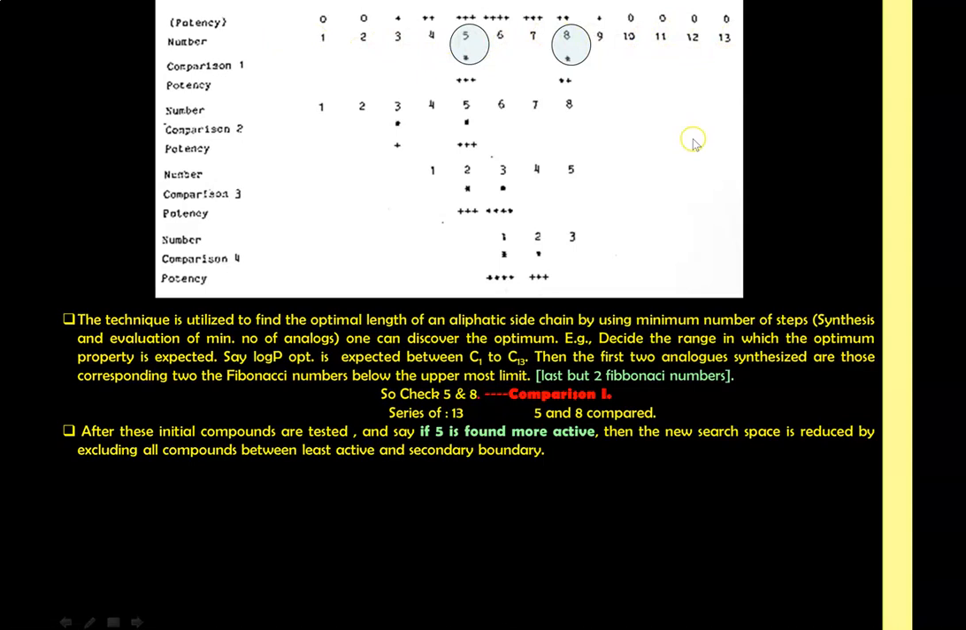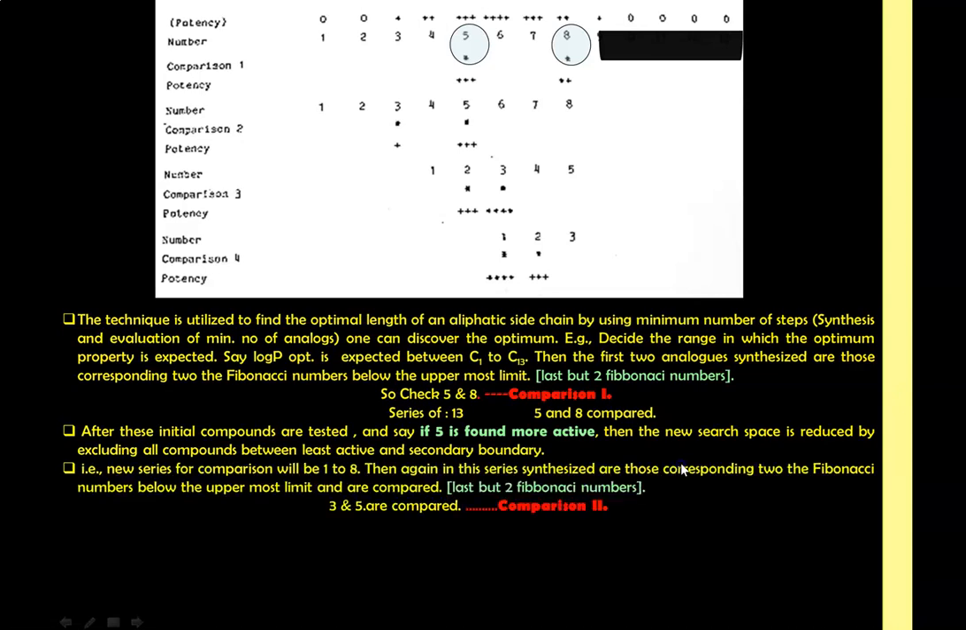These are of no use, so we curtail or truncate the series. We stop considering them. Our series is now reduced to 8 compounds for the next comparison. Again we search for the Fibonacci numbers. The preceding two are 3 and 5. 5 we have already synthesized and evaluated, so we just go for 3.